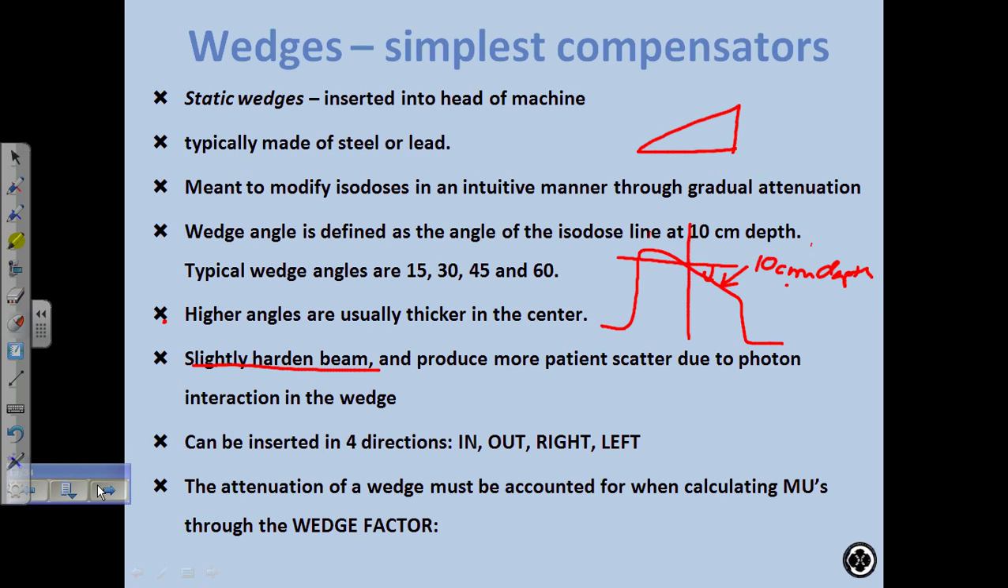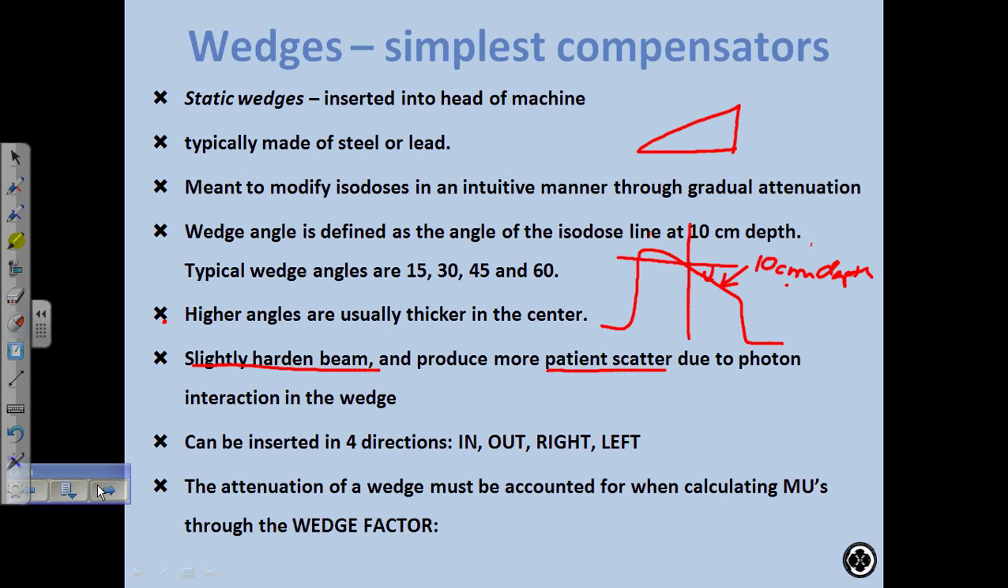So when you're commissioning a treatment planning computer, you need to scan wedge PDDs as well as open PDDs, because the planning computer has to take that into account. So it slightly hardens the beam and produces more patient scatter. This is also an issue. Why is this an issue? More patient scatter, what does that mean?